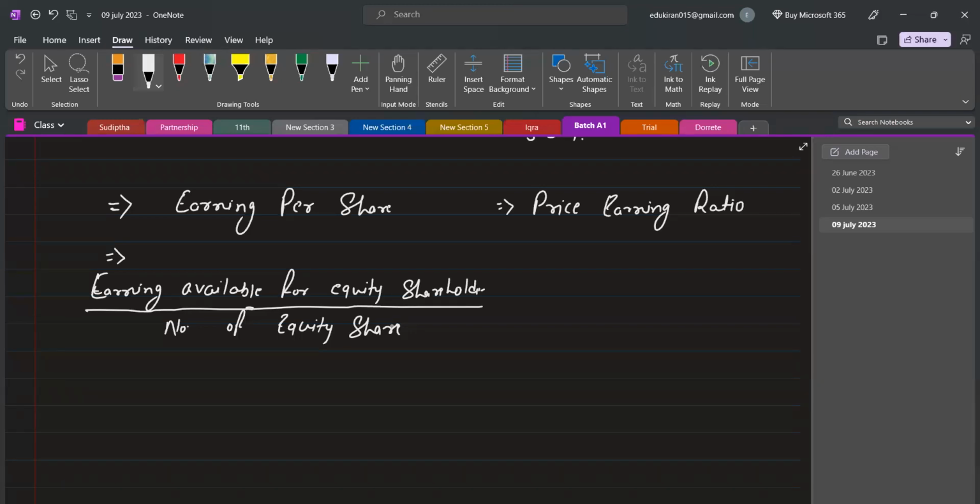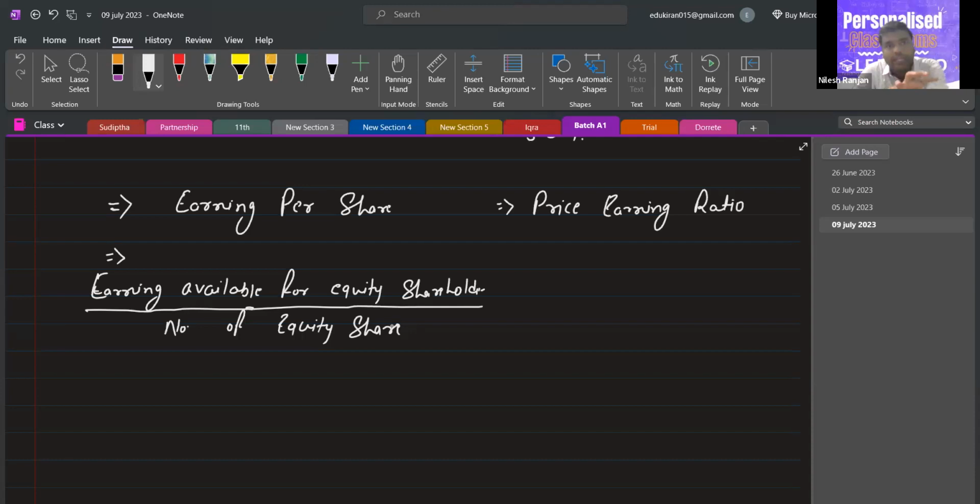Yes, sir. So in return on capital employed, we take the profit of all these three: preference shareholder, equity shareholder, long-term borrowing, and also the government, because we also included the tax in net profit before interest. So these four. But in this calculation, we are taking earning for equity shareholders only. That's why we are dividing it by number of equity shares.